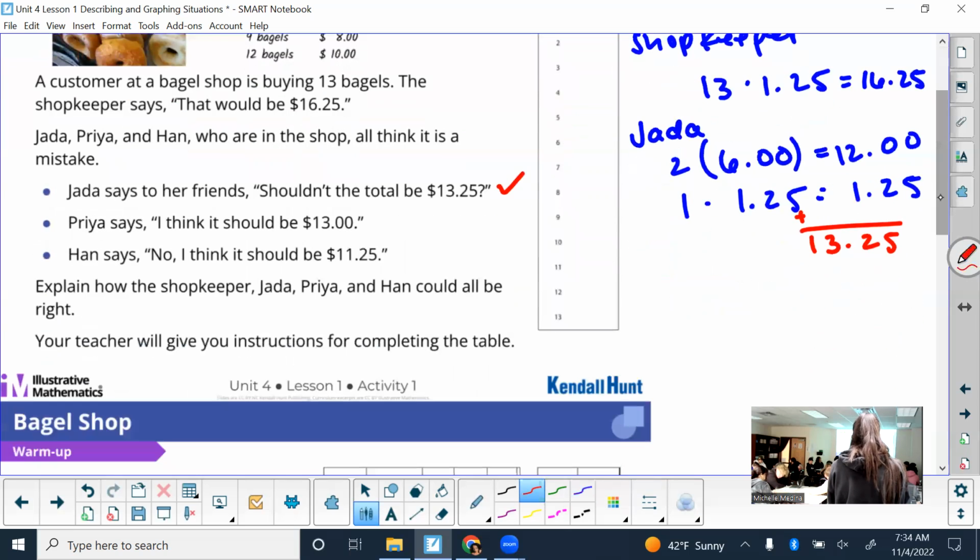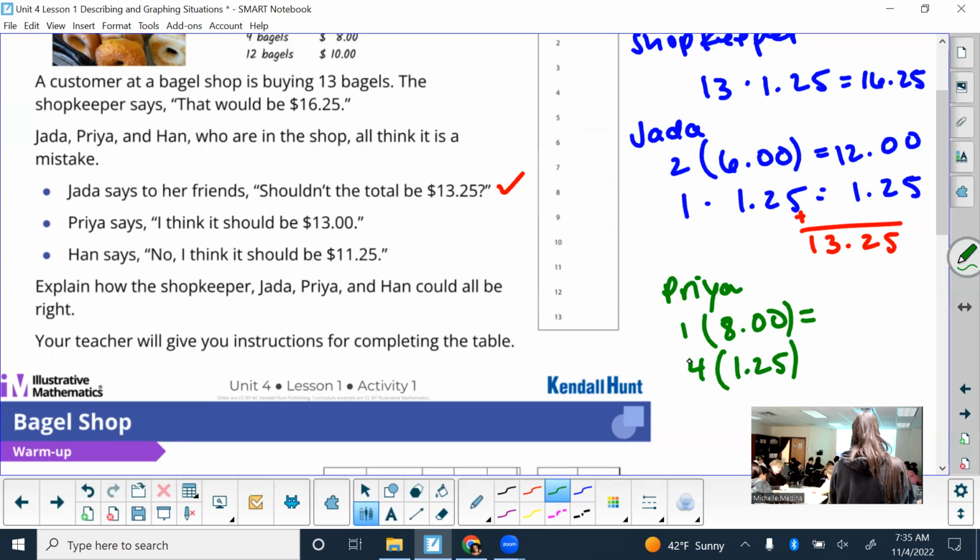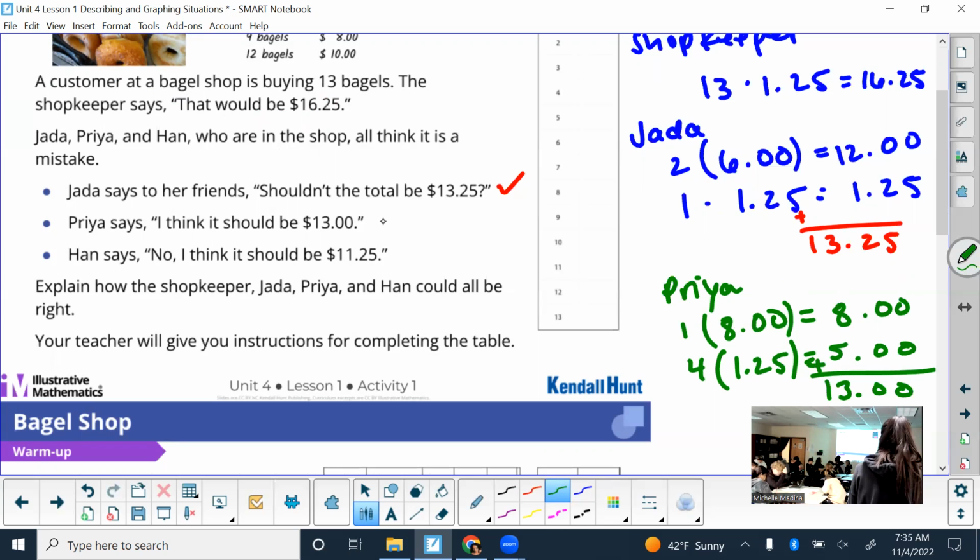Good. What about Priya? How could Priya be right, Lauren? So 1 9-pack, which is $8, and then what'd you say? 4 singles. So $8 plus 4 times 1.25. Good, sorry. Since this is my first time doing it today, I want to be 100% sure. All right, good. So that makes sense.